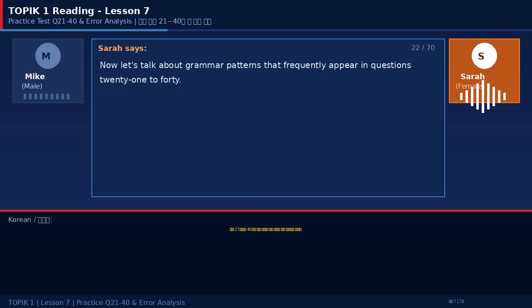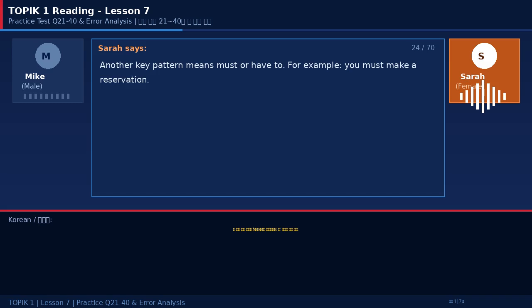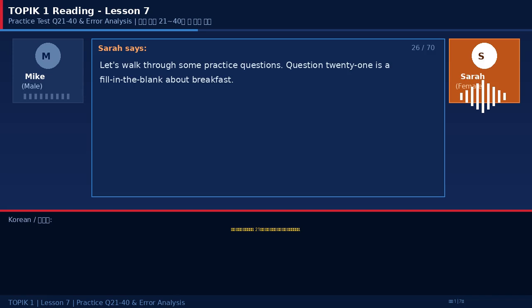Now let's talk about grammar patterns that frequently appear in questions 21 to 40. The first important pattern means if you want to do something. For example, if you want to participate, please apply. Another key pattern means must or have to. For example, you must make a reservation. And the pattern meaning must not or not allowed. For example, no photos allowed. Let's walk through some practice questions.